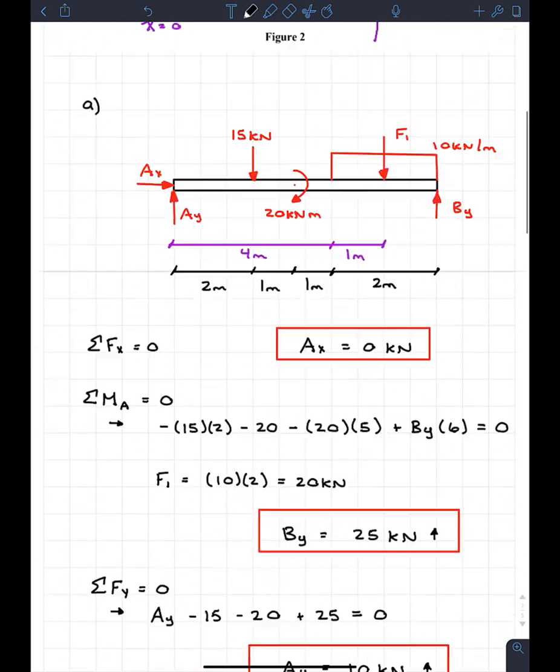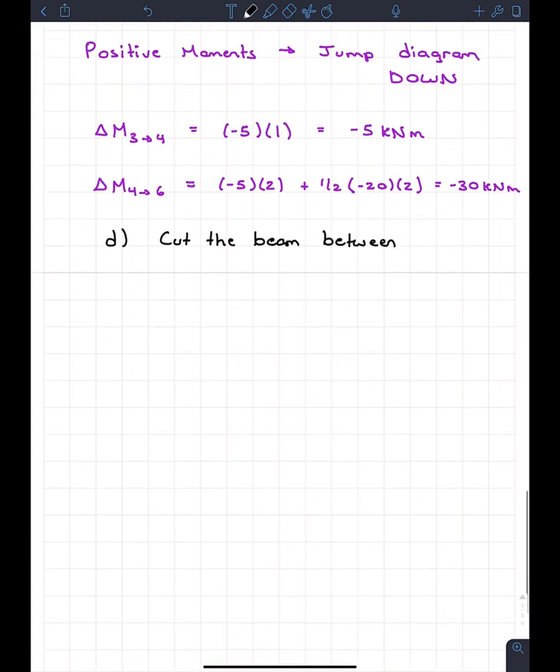Yeah, points D and B, between DB. So what I'm going to do, every time you cut the beam, unfortunately, you're going to have to draw a free body diagram. So I'm going to draw a beam, or a point. So we're going to have a beam like this.